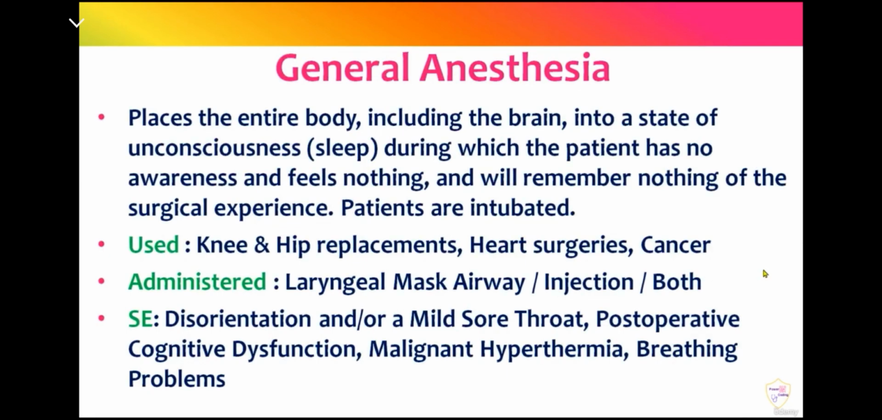So general anesthesia. For general anesthesia, there are a variety of procedures. There are three major areas by which the anesthesia is induced. Let's quickly recap on this. General anesthesia places the entire body, including the brain, mark the word including the brain, into a state of unconsciousness, which is basically sleep, during which the patient has no awareness, feels nothing and will remember nothing of the surgical procedures. Patients are intubated.